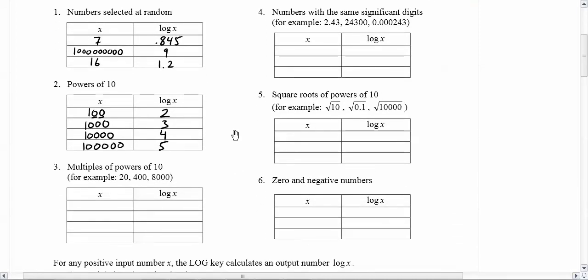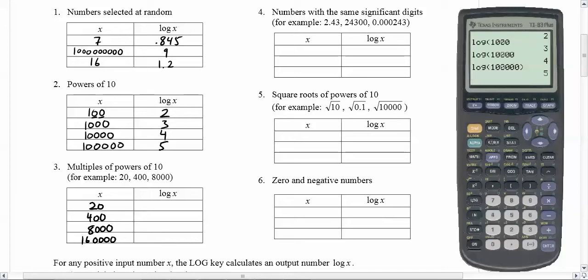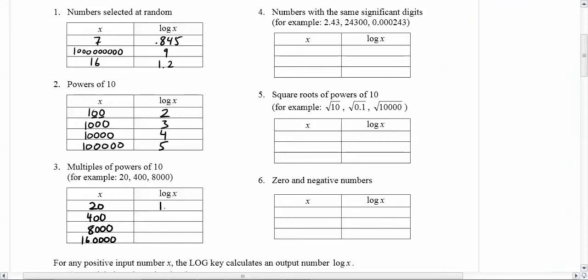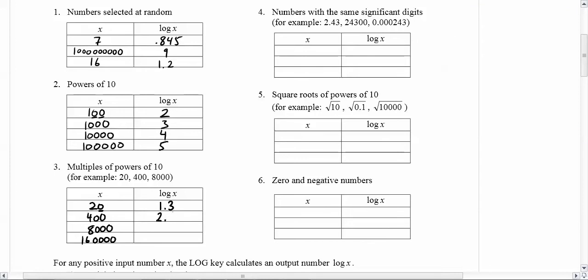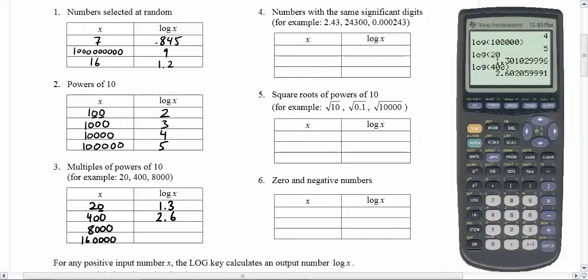Well, what happens when we try numbers that are multiples of powers of 10? Like log of 20. It's 1.3. So this number has one zero, but it's a little bit bigger than 10. So it's not just 1, but 1.3. 400 is 2 zeros, but it's bigger than 100. So that's why we have the 0.6. 2 zeros, 0.6 is because 400 is a little bit bigger than 100.